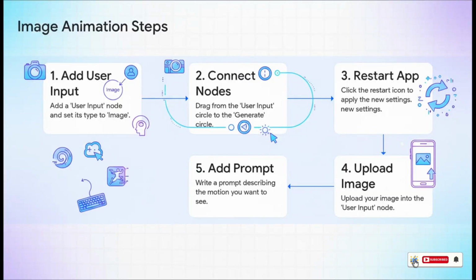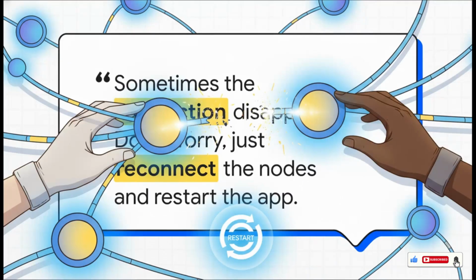You're going to add a user input node, then go into its settings and change the input type to image. Now for the magic step. You literally just click on the little circle on the input node and drag a line over to the circle on the generate node. That's it. You've connected them. Restart the app real quick, upload your picture, and then type a prompt describing how you want it to move. Now, heads up. Sometimes that little connection line might just vanish when you change a setting. Again, do not worry about it. It happens. Just like the source material says, all you have to do is reconnect the nodes and hit that restart button again. It's a simple little fix for a common little bug.